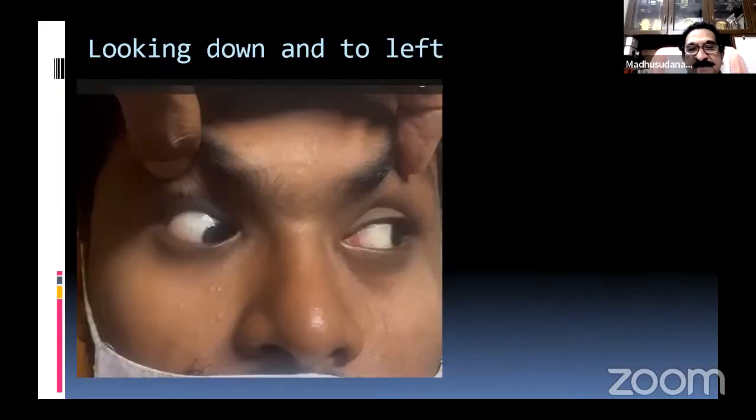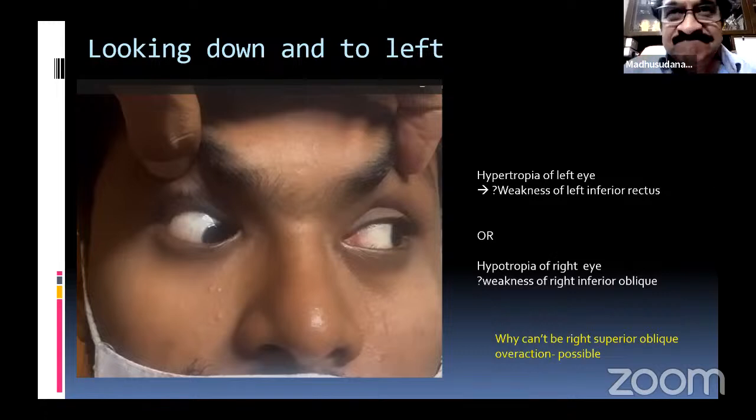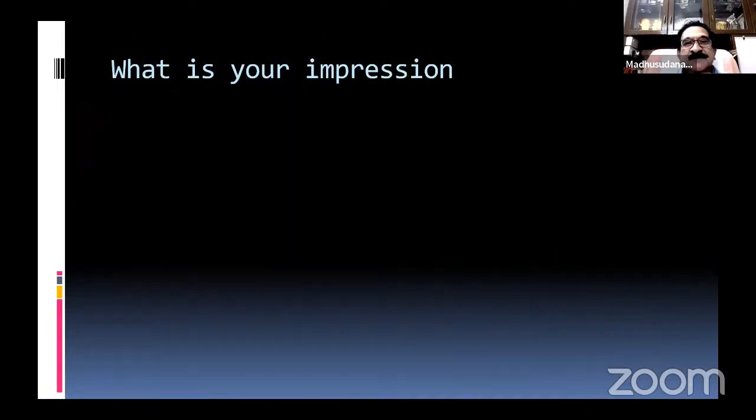Now let us look to the left side. Here there is hypertropia of the left eye. It may be due to the weakness of the left inferior rectus, or the right eye is down. That means weakness of the right inferior oblique. Or again, it can be a right superior oblique overaction. Okay, these are the possibilities. So any thoughts now? I told you it's not a simple case. So what is your impression? If you want, I'll show the pictures again if you want.